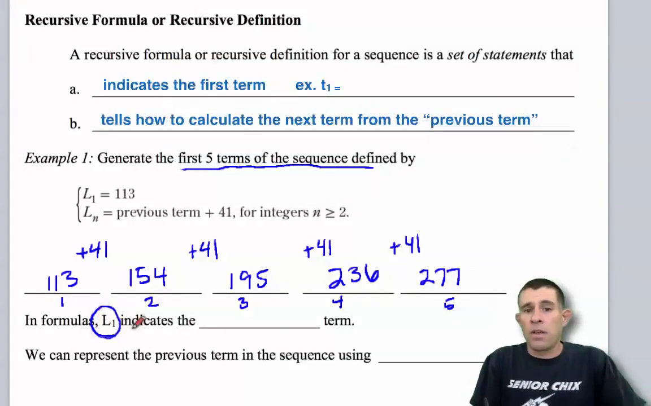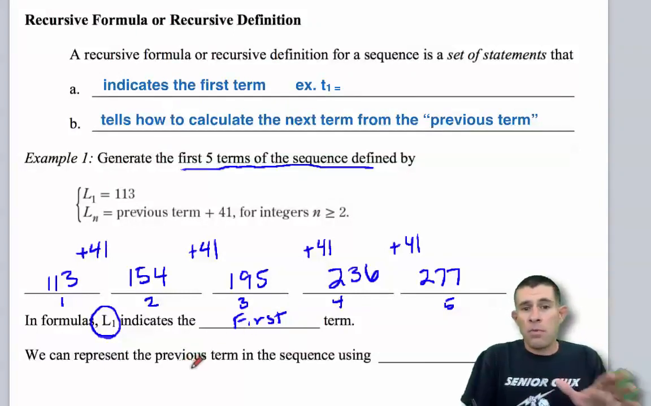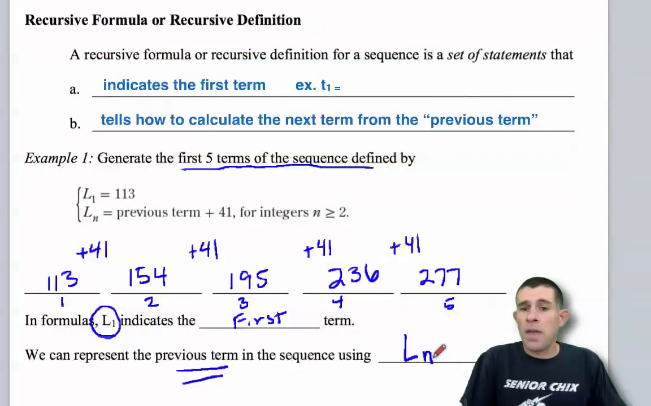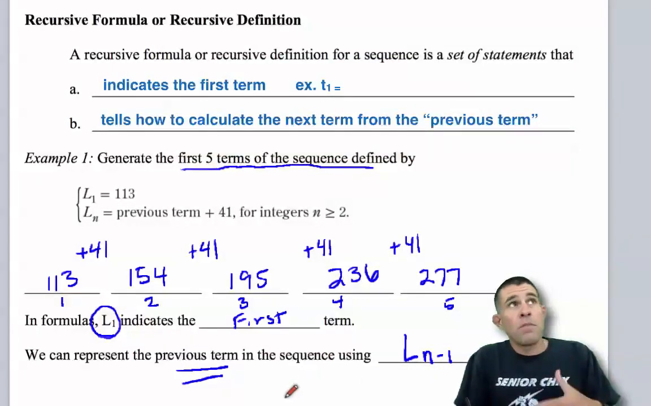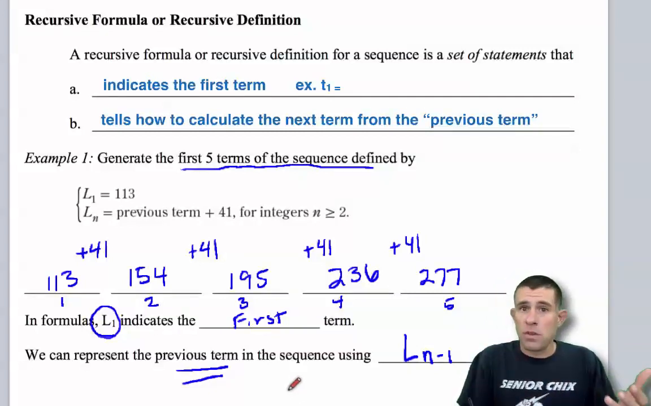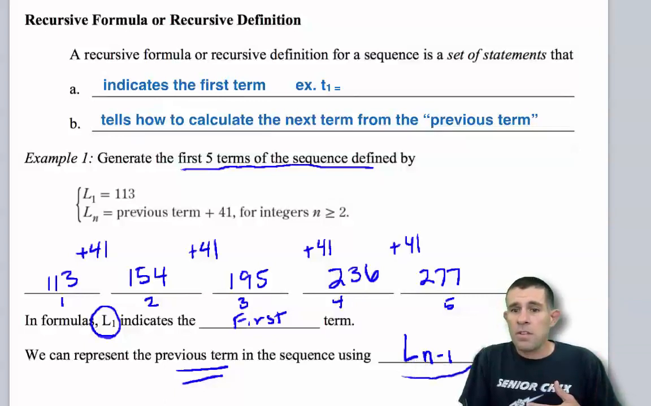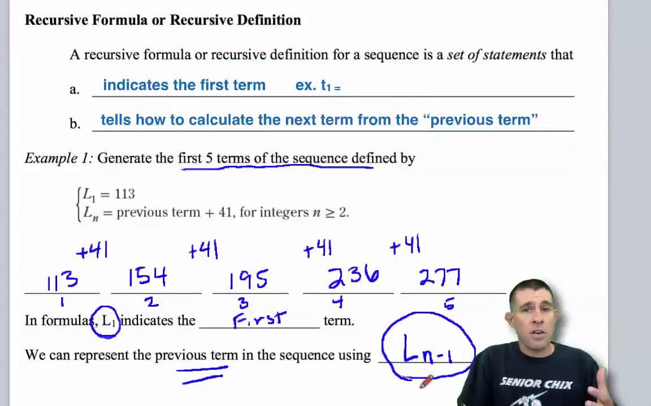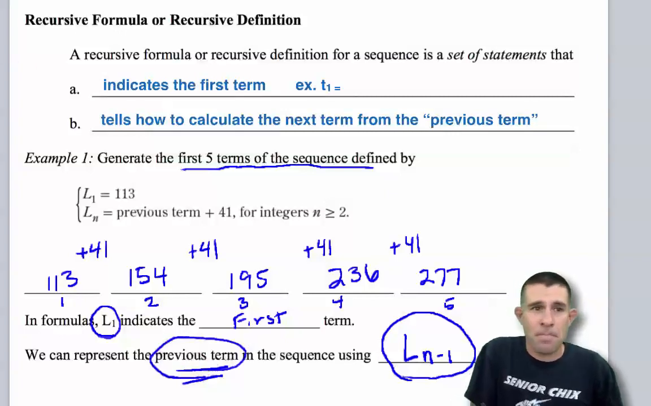Okay, now keep this in mind. L sub 1 indicates the first term. So they give us the first term in this case. We can always represent the previous term by using L sub n minus 1. So think about this, right? If you wanted to find the third term, that would be L sub 3. The previous term would be L sub 2, and the way you would get 2 is by taking 3 and subtracting 1 from it. So anytime you see this notation L sub n minus 1, it's really referring to the previous term.